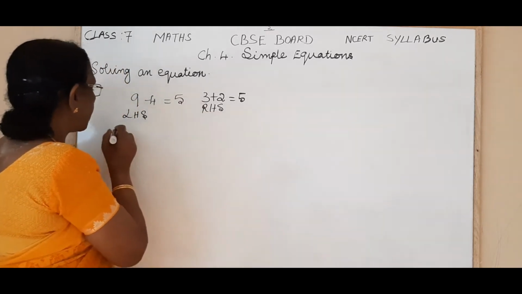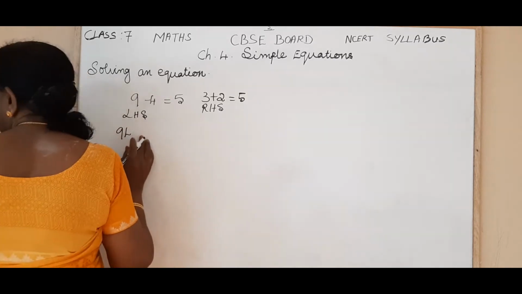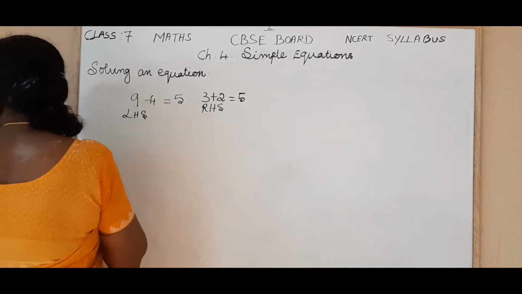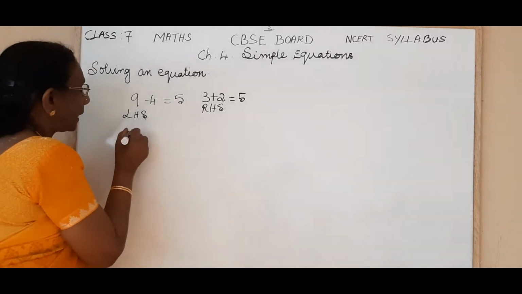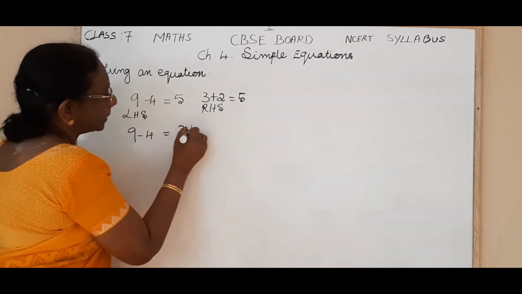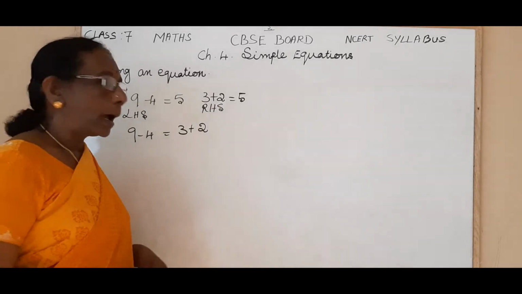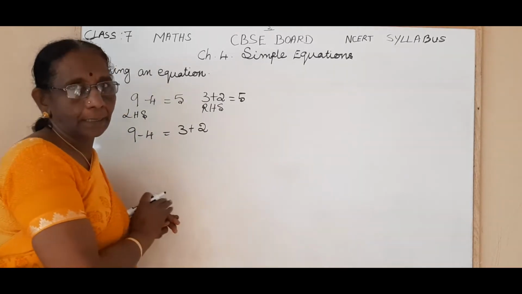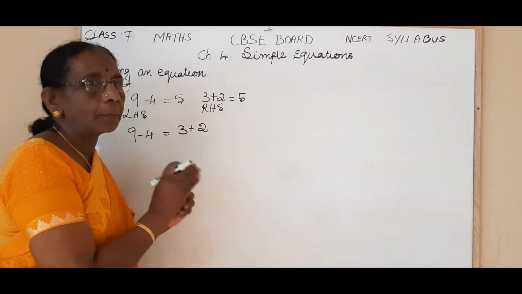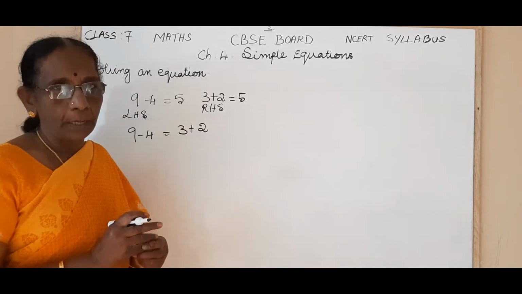So now when you are equating, let us write the numerical equation. What is the numerical equation? 9 minus 4 is equal to 3 plus 2. Now we are going to add some number to the left hand side. If you add a number to the left hand side, the same number should be added to the right hand side also. Isn't it? Then only it will be equal.